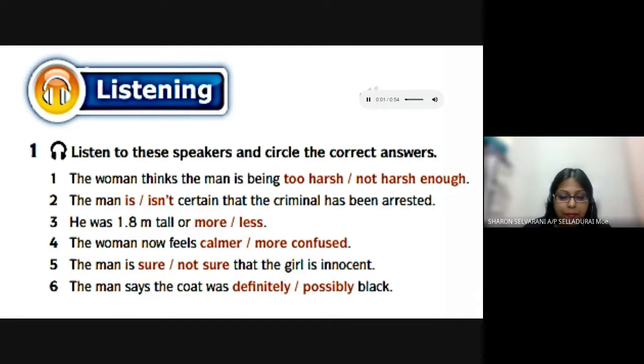Unit 6, listening. Exercise 1. 1. He deserves the death penalty. That's a bit harsh, isn't it? 2. I'm sure he's been arrested. 3. He must have been at least 1.8 meters tall. 4. Thanks for reassuring me. 5. I have my doubts about her innocence. 6. I think his coat was black, but I couldn't swear to it.